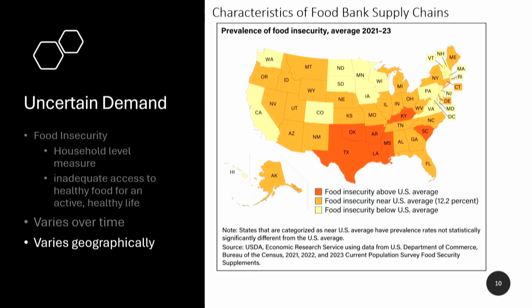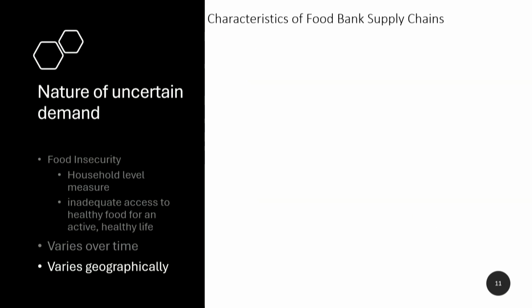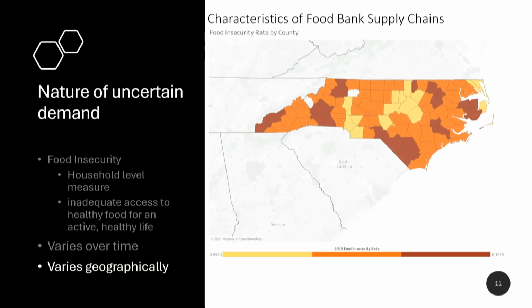And additionally, food insecurity changes geographically. In this map, the deeper red corresponds to states that have food insecurity rates that are above the US average, whereas the lighter yellow corresponds to states that have food insecurity rates that are below the US average. So the key takeaway here is that not only is demand changing over time, demand is different geographically and across the US and even within the states.